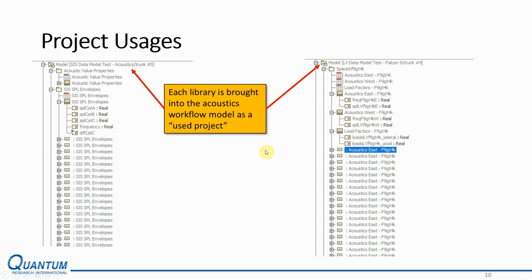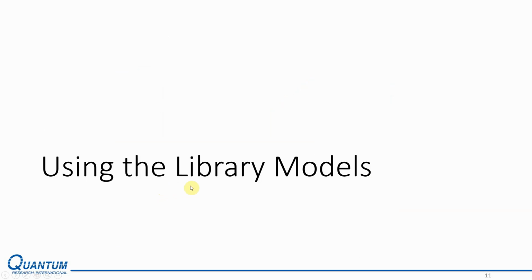The way that each of these libraries is used is that we bring it into the actual workflow model, the analysis model, through the process of using a project. So we go to projects or use server project, and then use that server project. You can see that the Sys data model test acoustics is at version number 5. The Falcon 9 model is at version number 4. But each of these is sitting in as a used project for that analysis model.